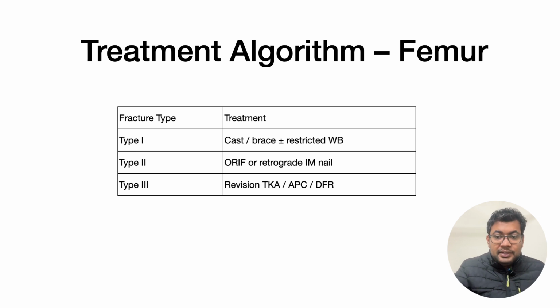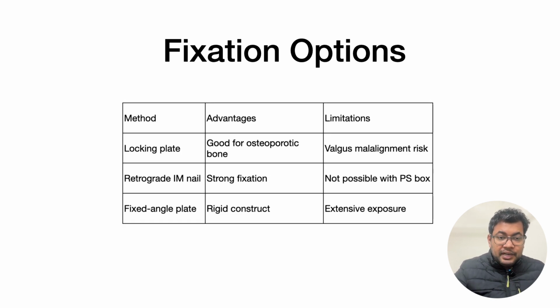Similarly, what are the fixation options? If we are planning for a fixation, for example in type 2, when there is a displaced stable implant, we can fix it with a plate, we can fix it with a retrograde intramedullary nail, or we can use a fixed angle plate. The fixed angle plate is also a very good option for the fixation of periprosthetic fractures in the distal femur.